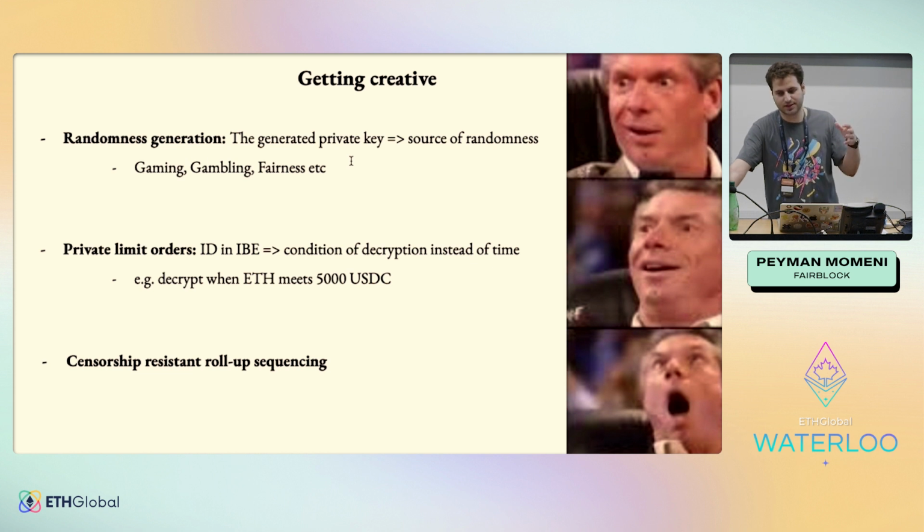And once the sequencing is done, nobody has any knowledge about the contents of rollups, and they can execute it on the rollup side. So we will be fully censorship resistant because we are decentralized, and also we have encrypted rollup transactions.